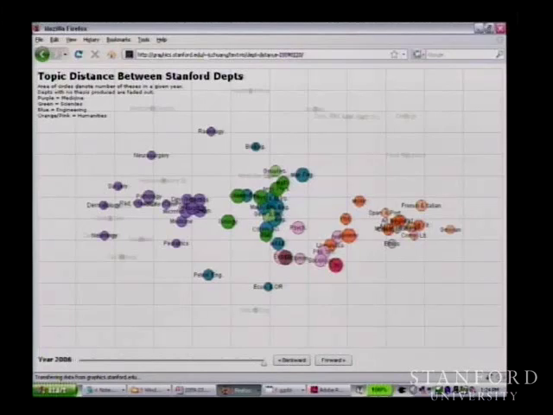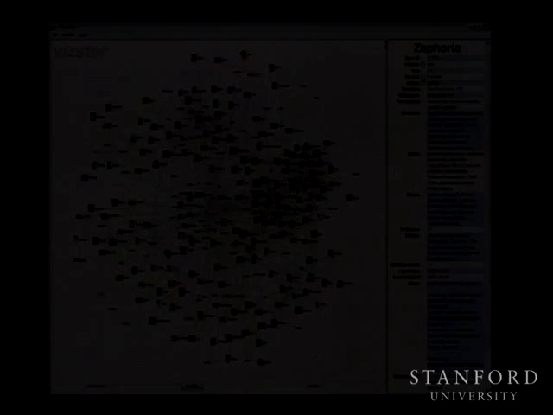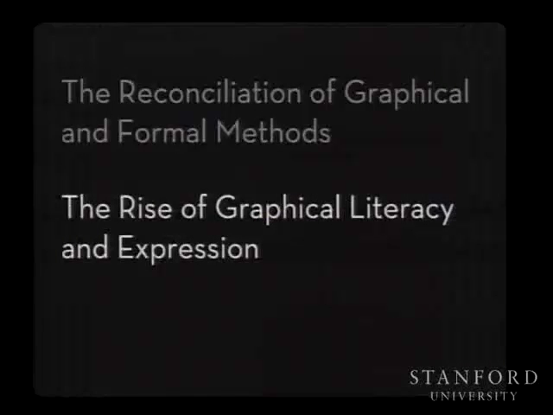So that's really supposed to be more of a teaser than anything else. We go back to the slides. There are just two other areas of research I'd like to talk about that we're actively pursuing here at Stanford. And so the other big trend I think is really interesting is that given the proliferation of data and visualizations, graphical literacy and different types of visual expression is really on the rise.